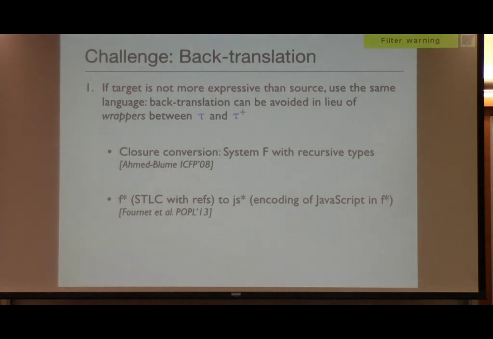And then the same technique, because they had equi-expressive source and target languages, was used by later work, which is simply typed lambda calculus with references and an encoding of JavaScript in that, okay? The source and target were essentially encoded in the same language, so they were able to use the same wrapper technique. But again, this boils down to back translation being possible because the target is no more expressive than the source. And this already was considered a big achievement. But of course, it's not going to work if you're trying to compile down to assembly because it is more expressive than your source. Okay, so we need more work.